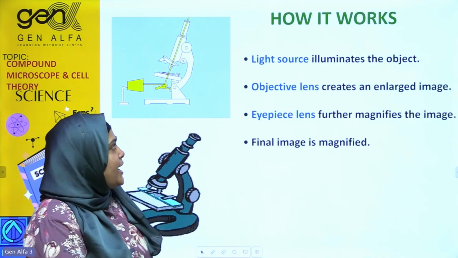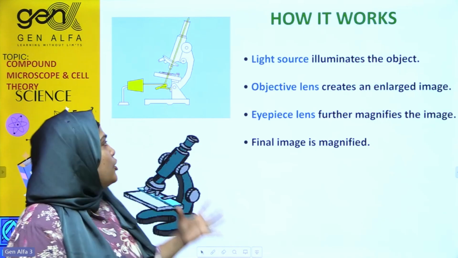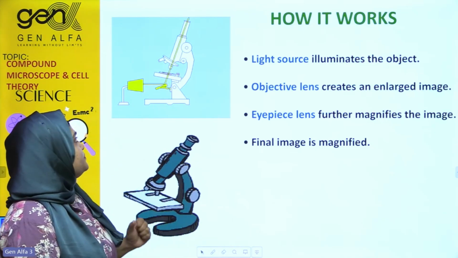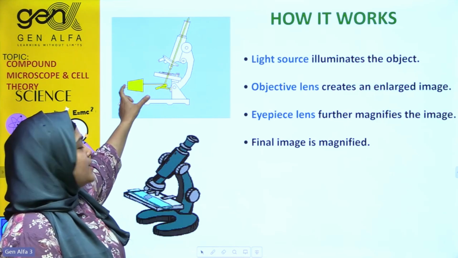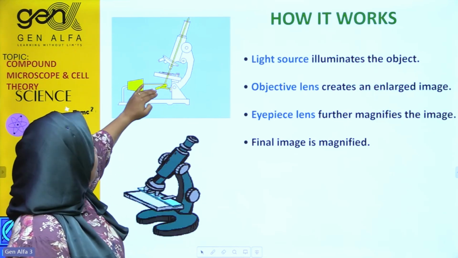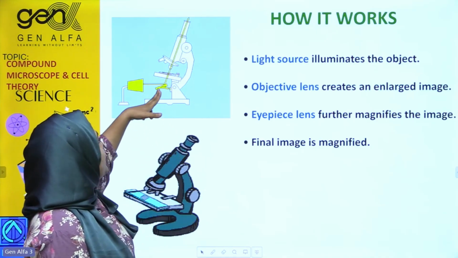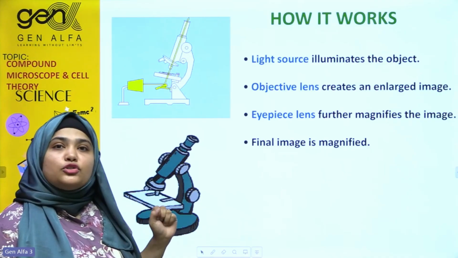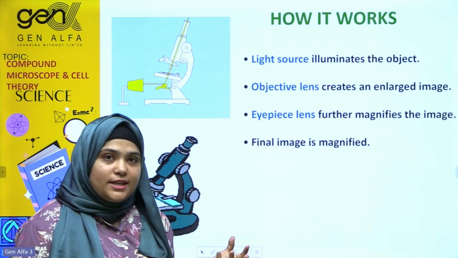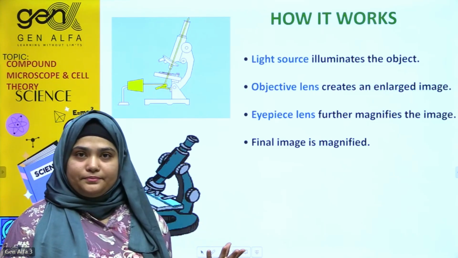First point, the light source illuminates the object. Look at this image here. What is happening here? The light source is coming. This is the lamp, this is the light source, and it is falling on the mirror. And ultimately, it will reach your eyes. So the light source of the microscope illuminates the object so that we can see it clearly.